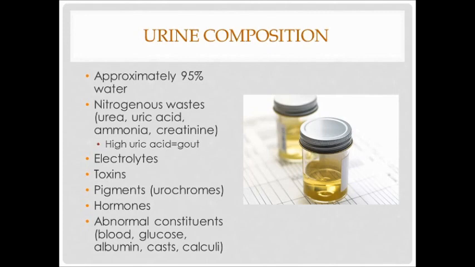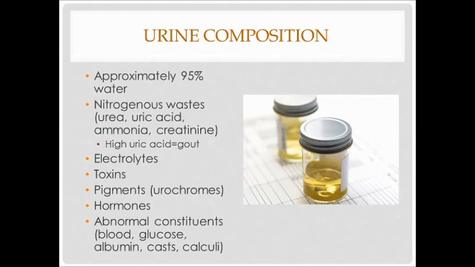You may also see different levels of electrolytes in urine, toxins, because the kidney's filtering those out. So if you take medications, components of those will be found in the urine. Pigments, especially urochromes, which is going to give the urine that yellow color. And the urochromes are made by the breakdown of red blood cells, so again, through the filter of the kidney. You may also find different levels of hormones in the urine depending on if somebody's on hormonal medications or has a specific disease pattern that would release hormones into the urine.